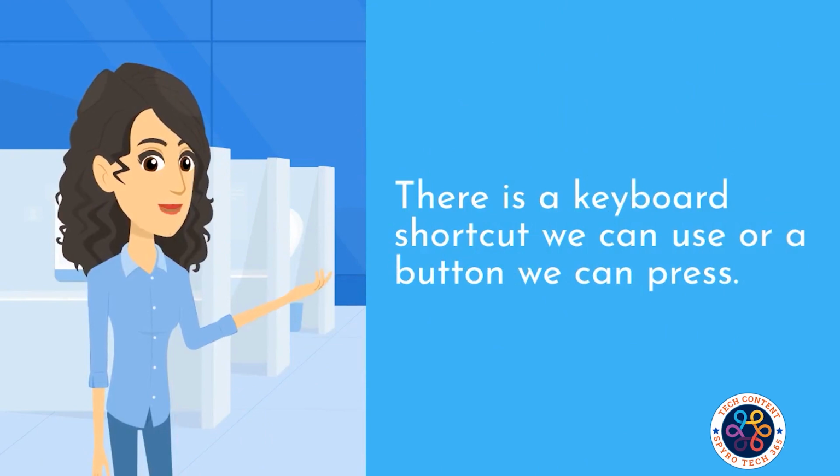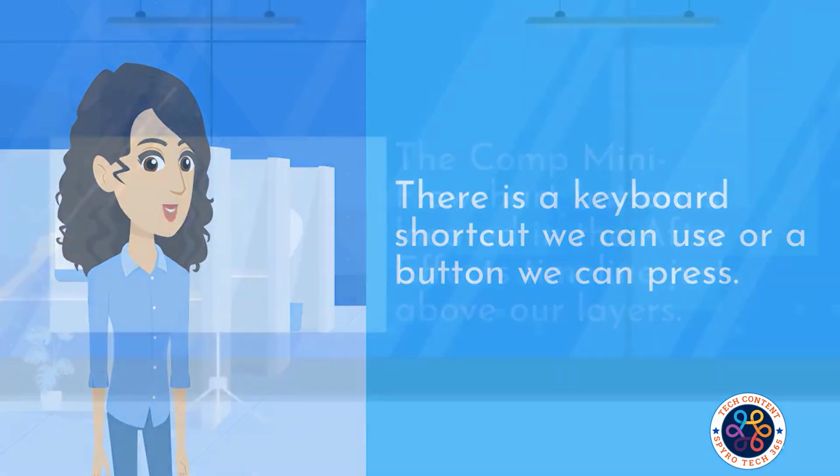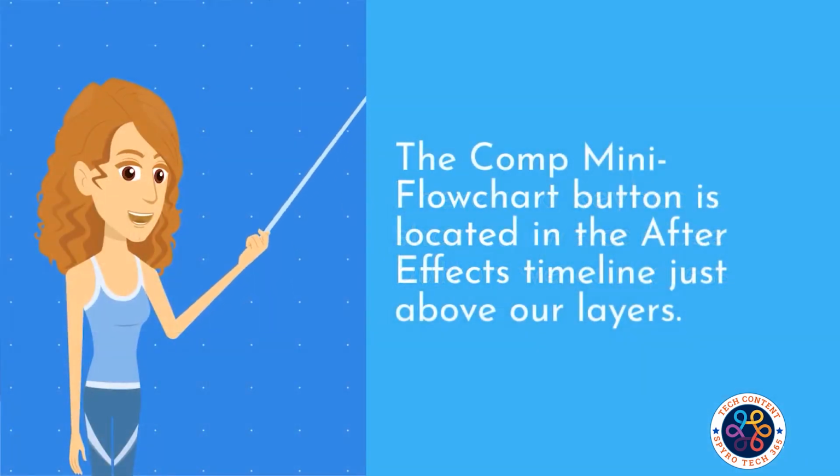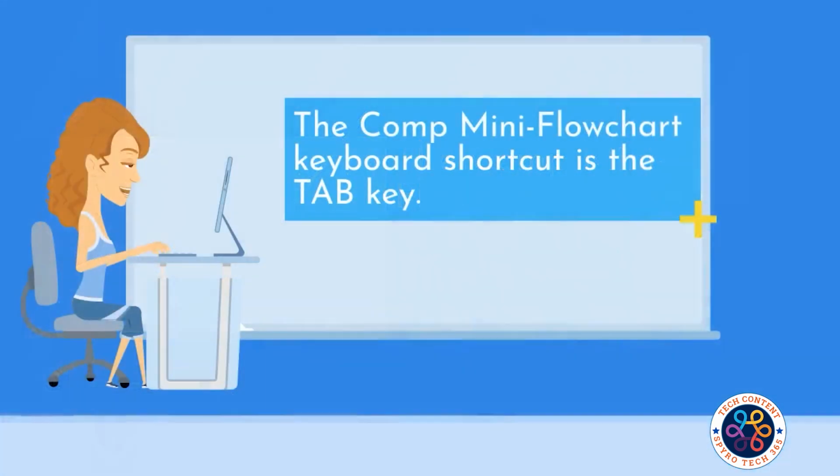There is a keyboard shortcut we can use or a button we can press. The Comp Mini Flowchart button is located in the After Effects timeline just above our layers. The Comp Mini Flowchart keyboard shortcut is the Tab key.